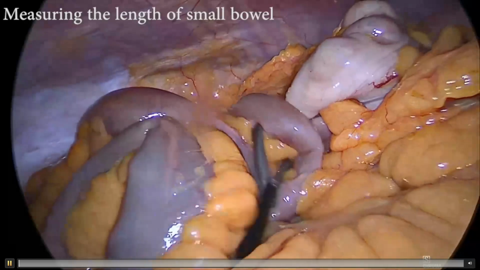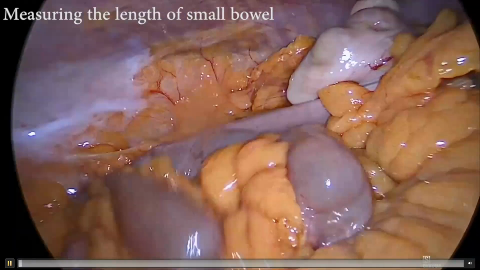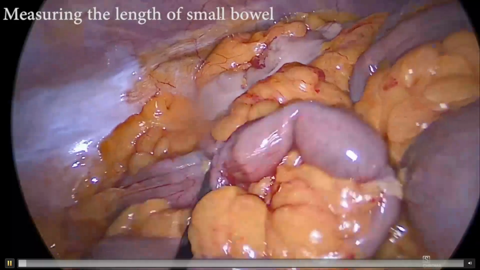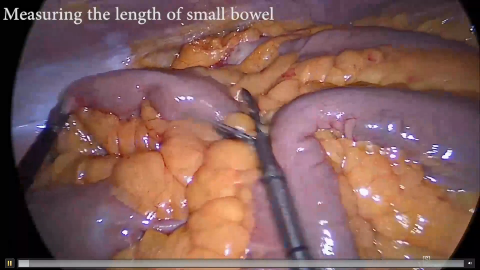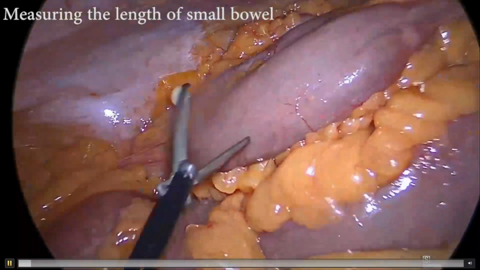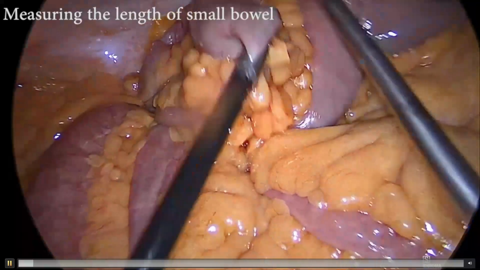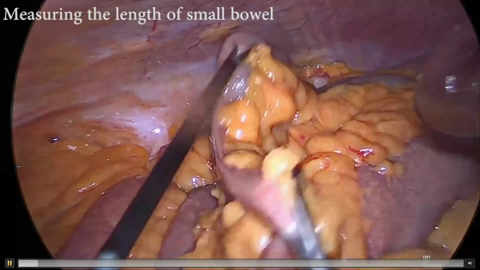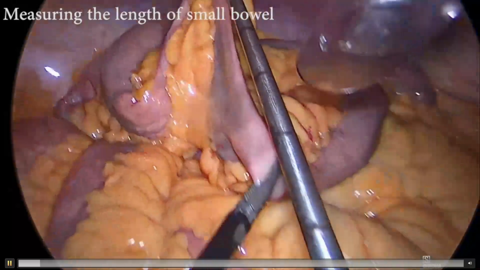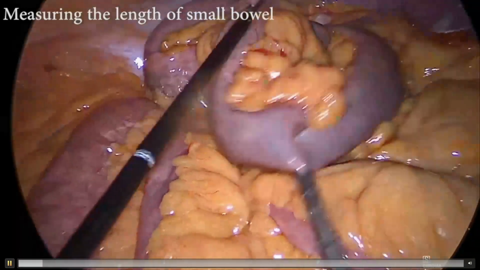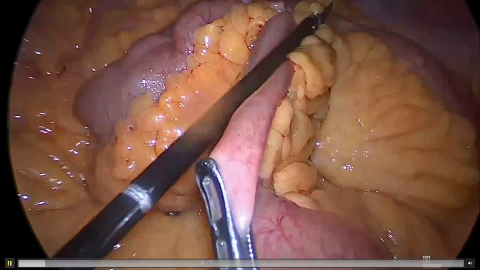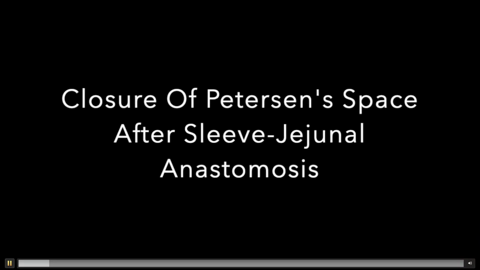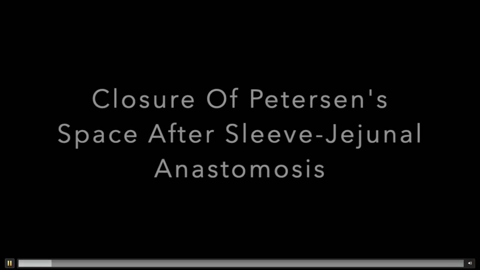Okay. So here you can see simple ways of measuring the small bowel. We use graspers, some of which are marked with laser at a 10 centimeter mark. There are some other graspers where we have taken off the insulation, and so we have it marked again at 10 centimeters. So it's a very specific way of doing the bowel measurements.